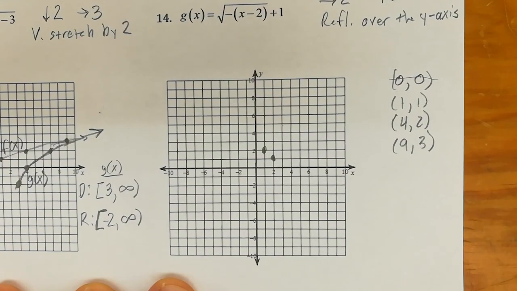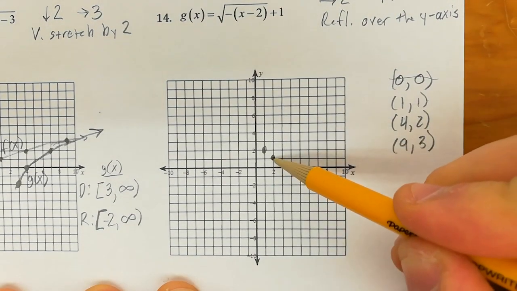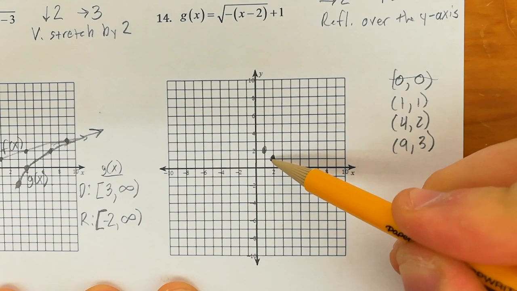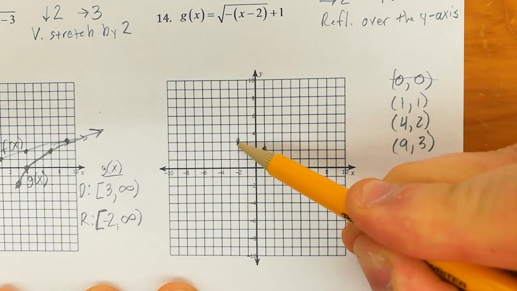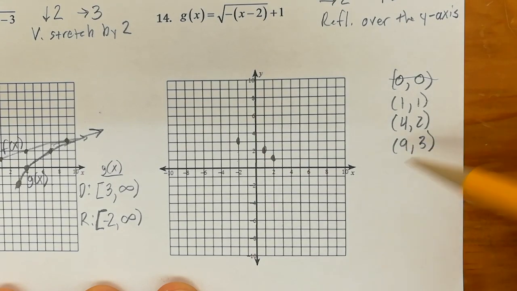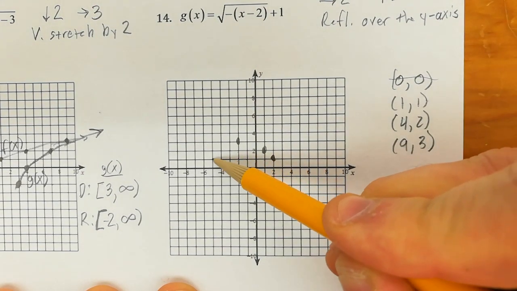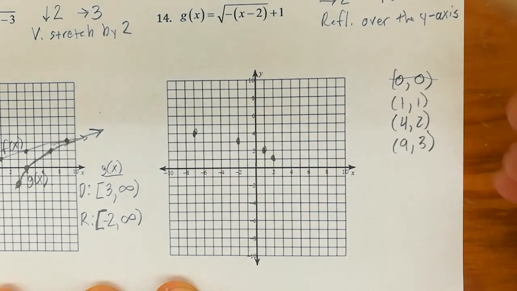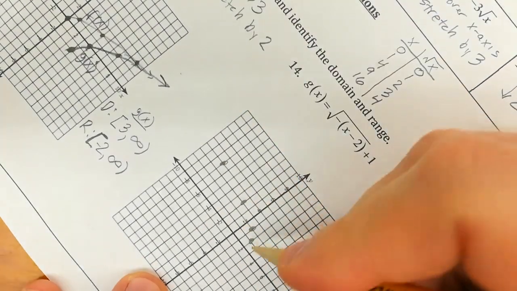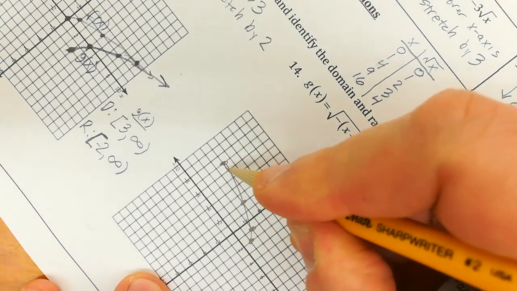So let's graph the next point, (4, 2). So we're going to go left 4 because of the reflection. 1, 2, 3, 4, and up 2. And then left 9 and up 3. So left 9, up 3. All right. And I'm just going to turn my paper for a moment while I sketch this in.